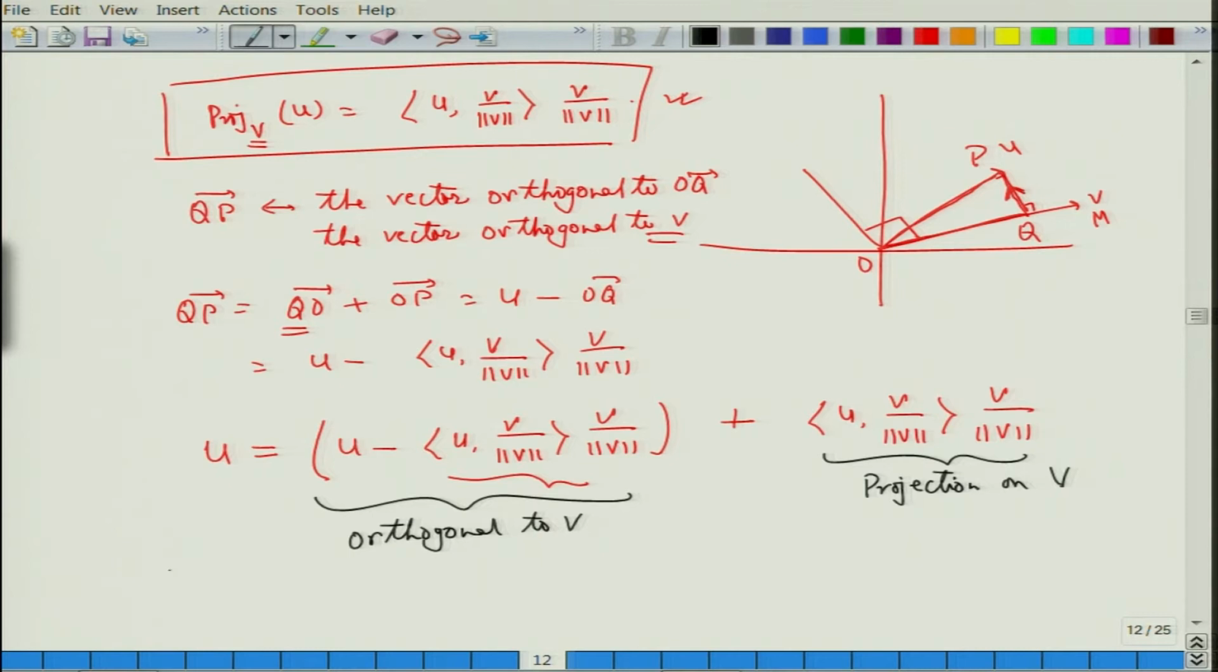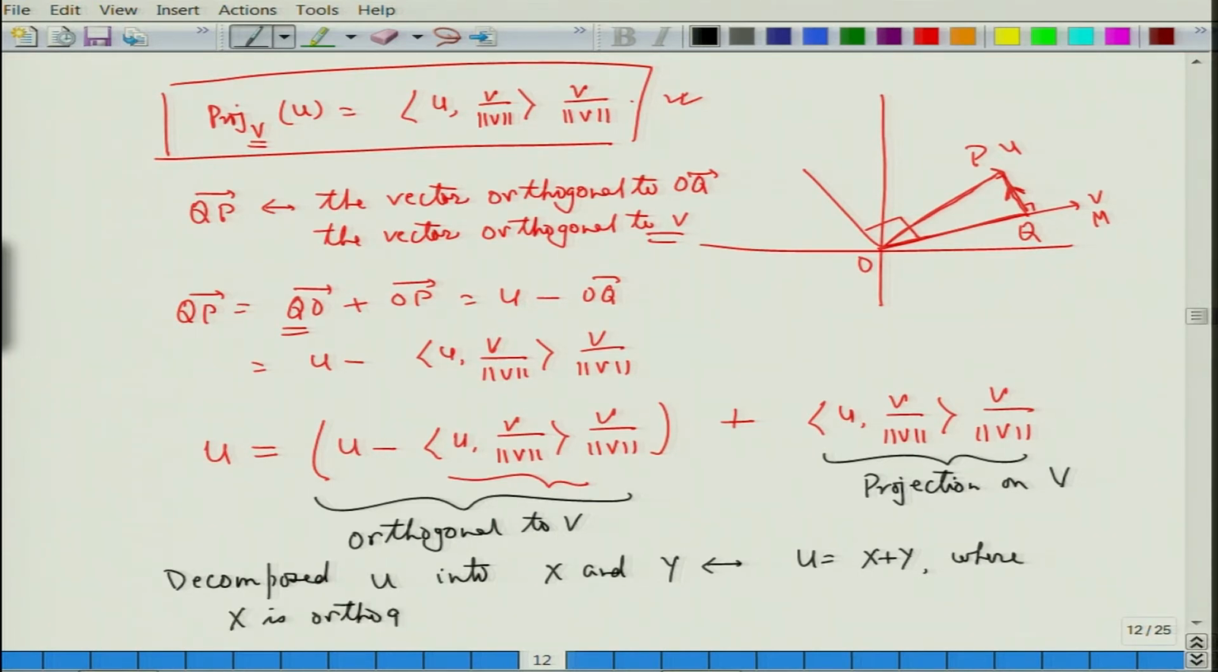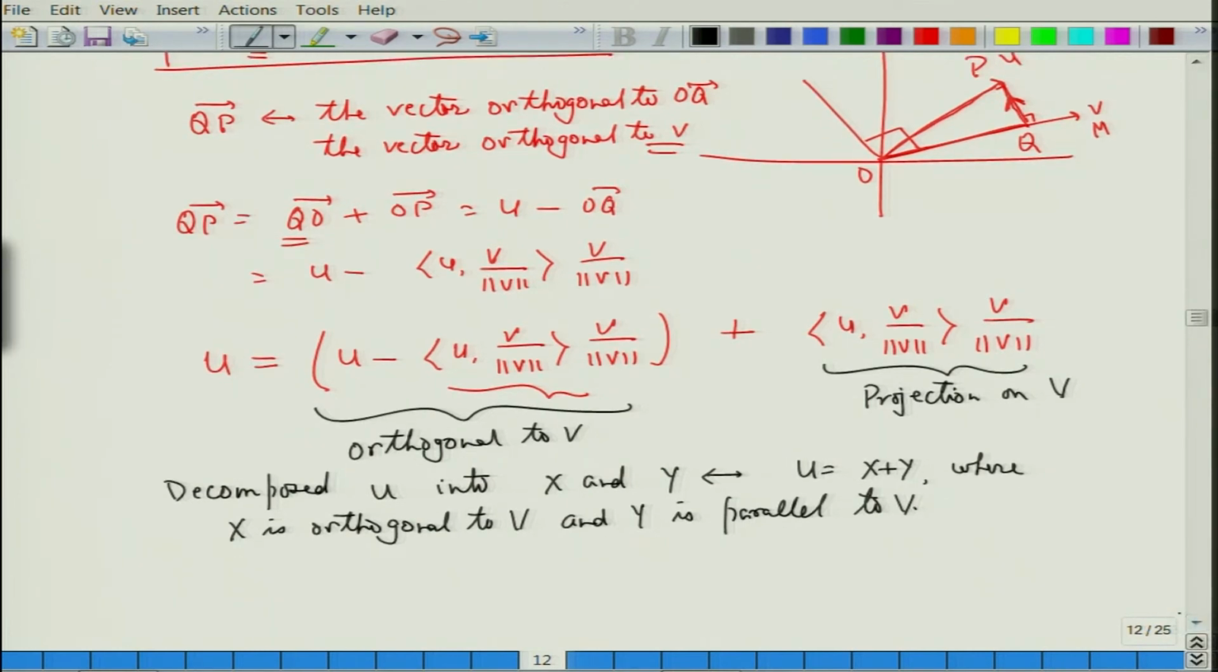So what I have done is I have decomposed u into x and y. What do I mean by that? I am writing u as x plus y, where x is orthogonal to v and y is parallel to v. Is that okay? So I have done the decomposition. This is what you have to be careful about. You have to understand what has been our process.